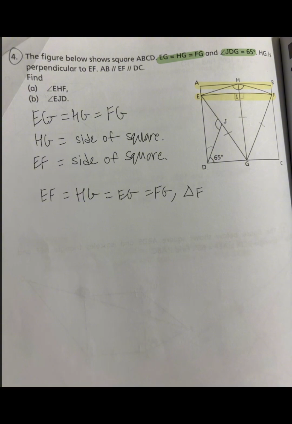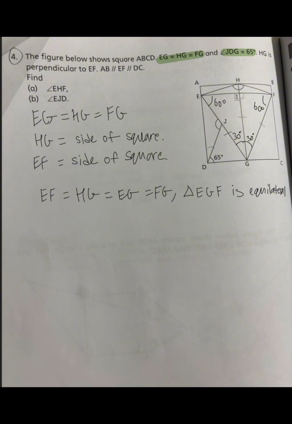triangle EGF is equilateral. So what do we know about equilateral triangles? We know that they are all 60 degrees here. 60 degrees, 60 degrees, and 60 degrees. And because EGH and HGF are both isosceles triangles with the same lengths, we can conclude that they are the same triangle. So instead of writing 60, this is 60 divided by 2, which is 30 degrees.